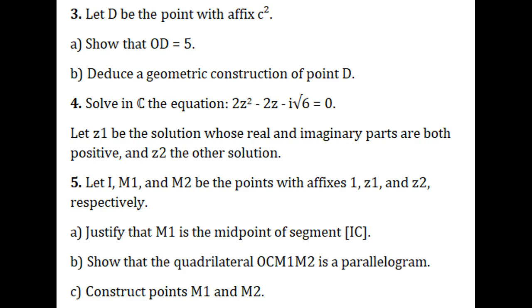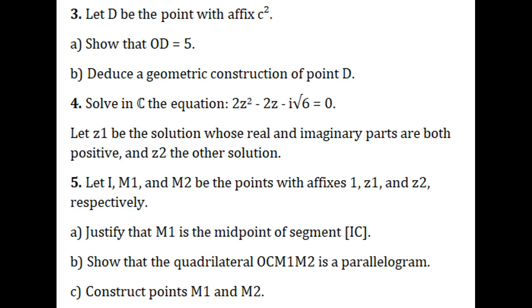Question 4. Solve, in the set of complex numbers, the equation 2z squared minus 2z minus i times the square root of 6 equals 0. Let Z1 be the solution whose real part and imaginary part are both positive. Let Z2 be the other solution.